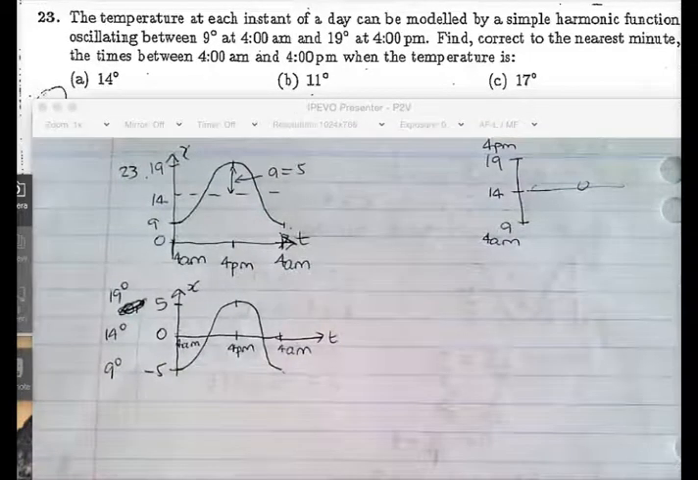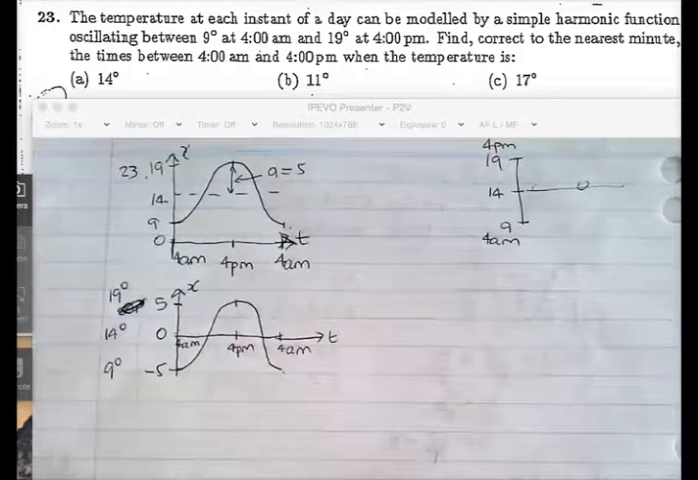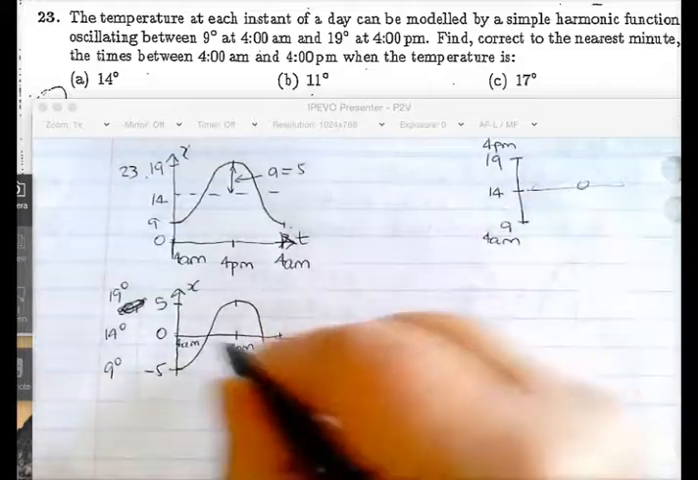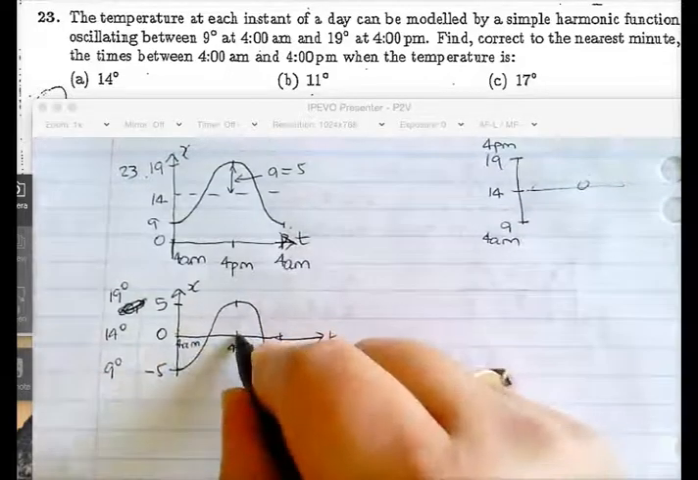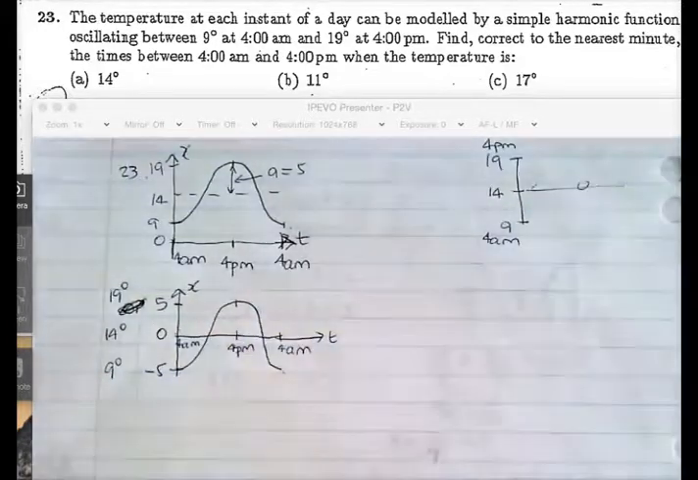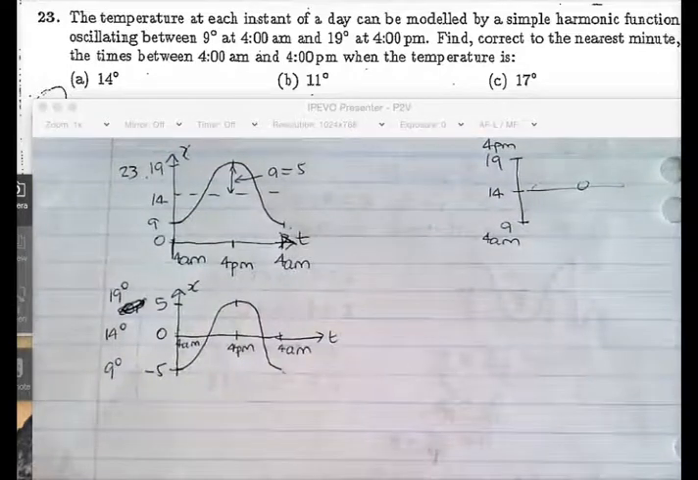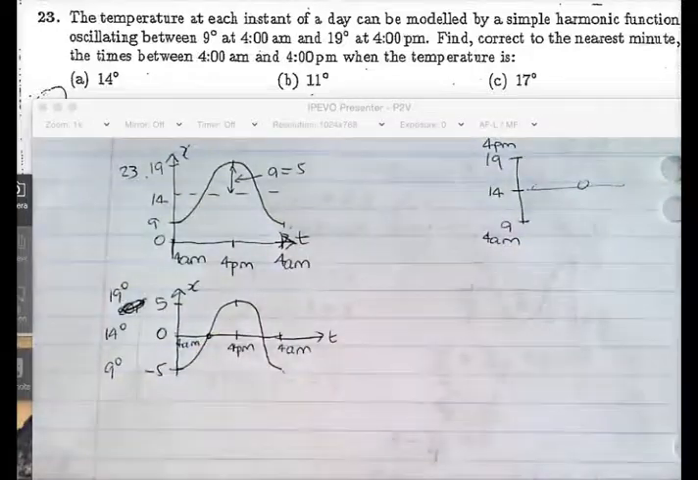Okay, it says find, correct to the nearest minute, the times between 4 a.m. and 4 p.m. when the temperature's 14. How do you know which 4 a.m. or which 4 p.m.? No, 4 a.m., 4 p.m. I think they just want the first one. Find the times between 4 a.m. and 4 p.m. Okay, well, that must be here.